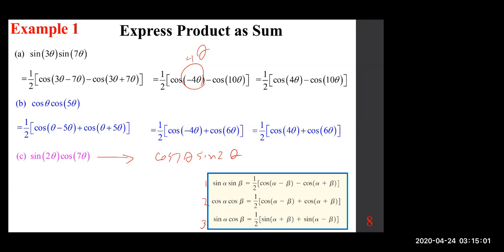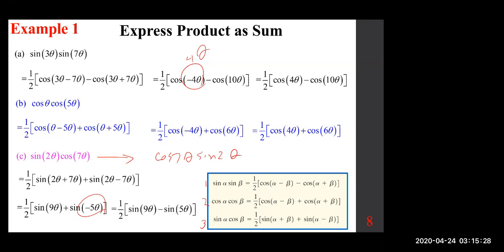Half of sine of alpha plus beta, which is 2 theta plus 7 theta, and then sine of alpha minus beta, which is 2 theta minus 7 theta. So this becomes 9 theta. The other one becomes minus 5 theta. However, sine is an odd function. So this negative 5 theta makes this minus sine 5 theta. So this is different than cosine. That's why you need to remember whether the function is odd or even, class. Sounds good?